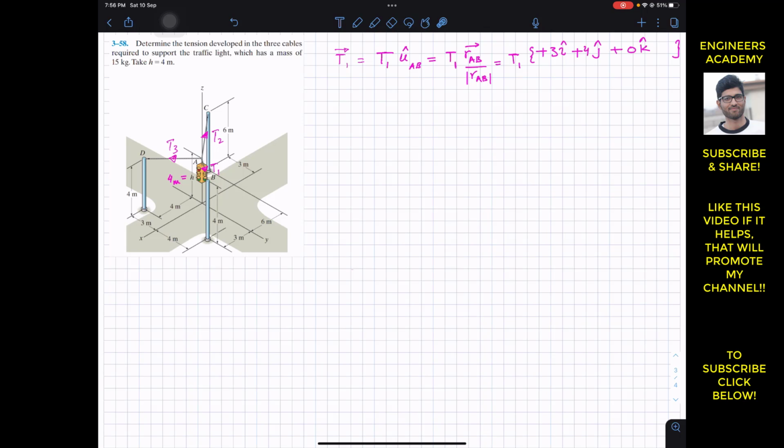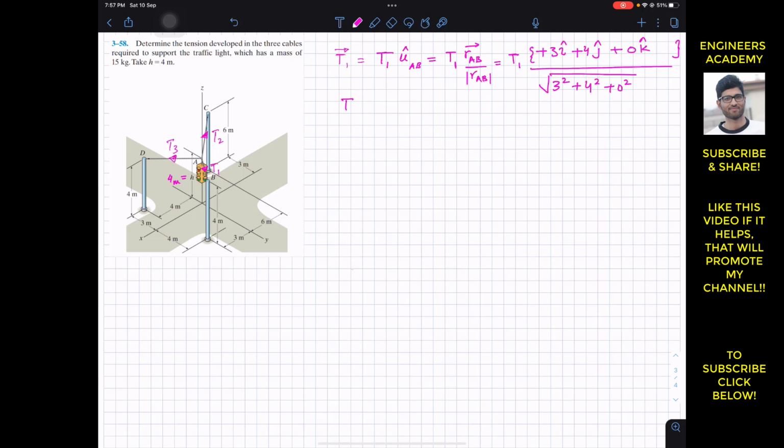From this position vector from A to B, we can conclude that the AB cable is horizontal. It is in the xy plane, so A and B are at the same height. Since h is equal to 4 meters and the pole is of height 4 meters, the k component of the position vector equals 0. Then we have to find the magnitude of this position vector. The magnitude will be the square root of 3 squared plus 4 squared plus 0 squared.